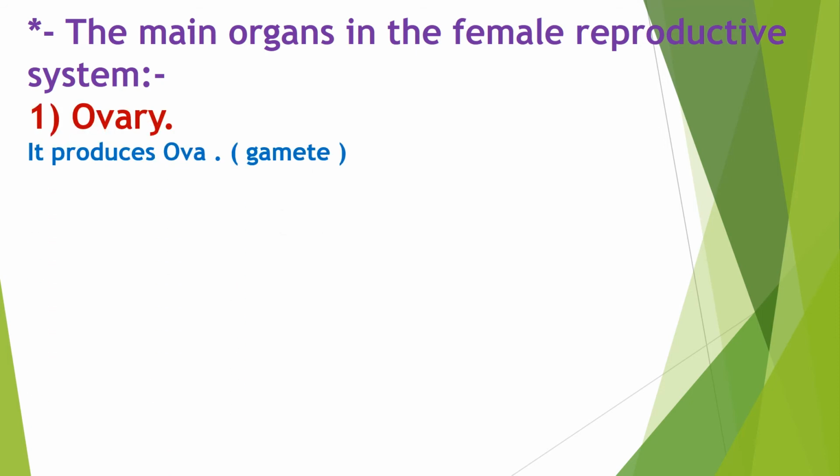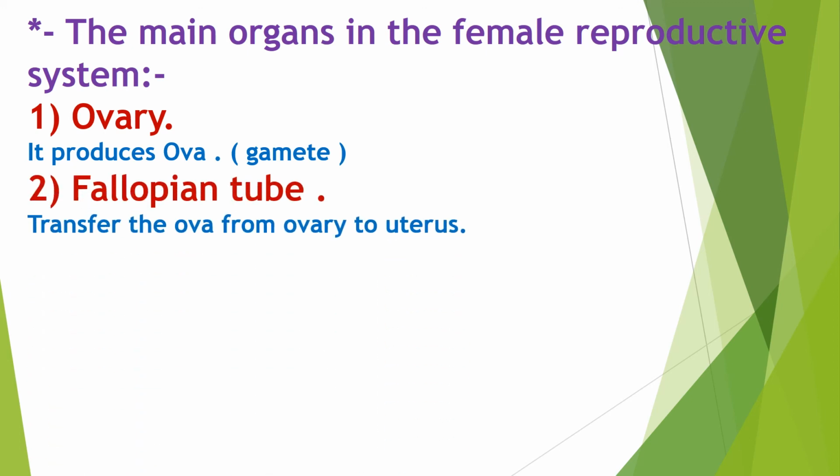Number one, the ovary. The ovary is responsible for producing ova. As we said, the ova is considered a gamete, and a gamete contains the haploid number of chromosomes, which is 23 chromosomes. Number two, the second organ in the female reproductive system is the fallopian tube.